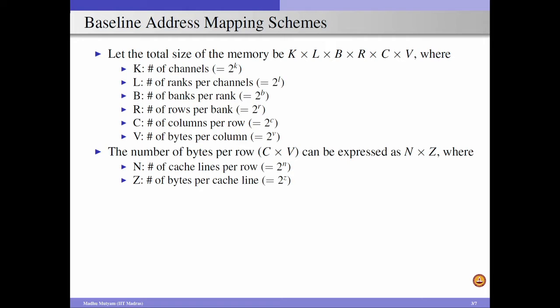So if I consider a baseline and naive address mapping mechanism, I can consider the higher order bits of my address pointing to the channel ID, the next few bits pointing to the rank ID, the next few bits pointing to the bank ID, the next few bits pointing to the row within the bank, the next few bits going to specify the cache line ID within the row, and finally the block offset inside a cache line.